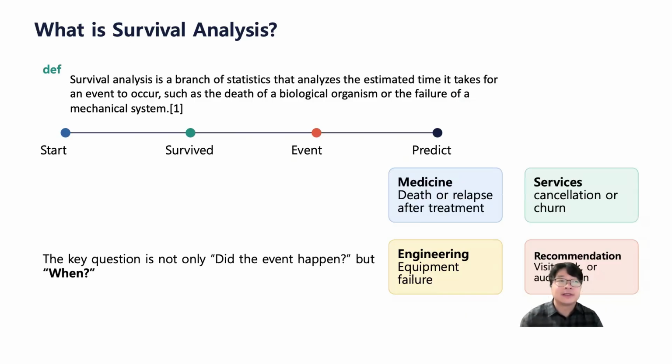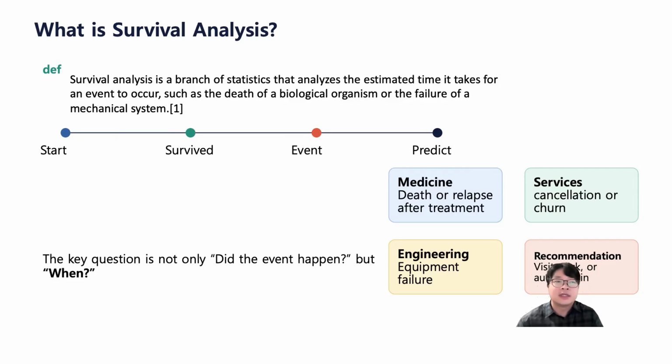Okay, what is survival analysis? Survival analysis is a branch of statistics that analyzes the estimated time it takes for an event to occur, such as the death of a biological organism or the failure of a mechanical system. The word survival often makes us think of medical study, but the idea is much broader.